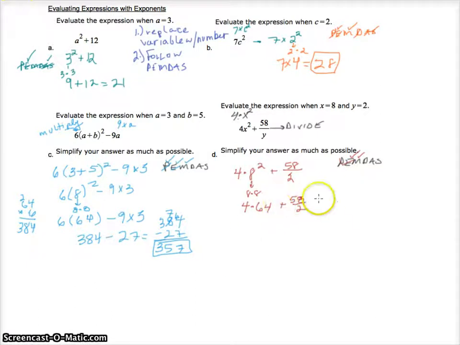4 times 64, so we'll do 64 times 4. That is 256. So I'll end up with 256 plus 58 divided by 2, which is 29. So now I'll add these together. So I'll have 256 plus 29. 6 plus 9 is 15. 5 plus 2 is 7, plus 1 is 8. The answer becomes 285. So just remember, guys, replace your variables, follow order of operations.